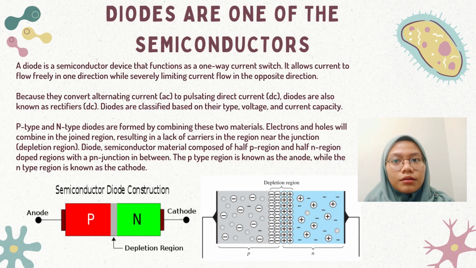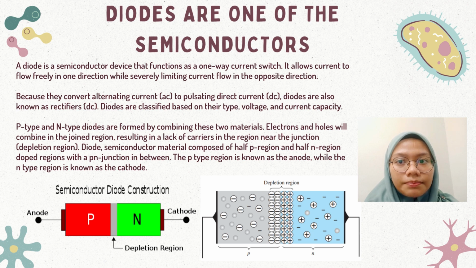Next, diodes are one of the semiconductors. A diode is a semiconductor device that functions as a one-way current switch. It allows current to flow freely in one direction while severely limiting current flow in the opposite direction, because they convert alternating current AC to pulsating direct current DC. Diodes are also known as rectifiers.